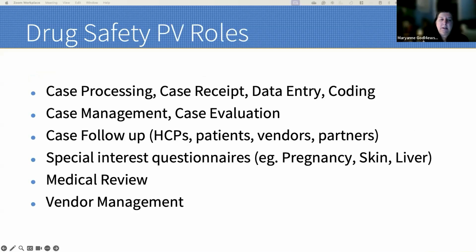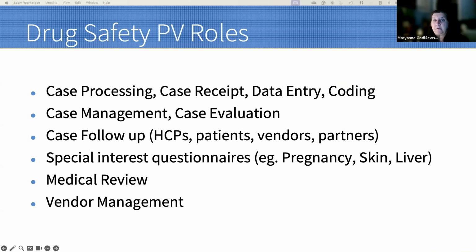Next slide, please. These are some individual roles. Some of these on the first line are more entry level. Every case has to be processed after it's received. There are databases where the information has to be entered. There are folks who are experts in coding, where each adverse event has a code attached to it to the smallest level. And there's a case management group that makes sure all the cases are entered properly and followed up.